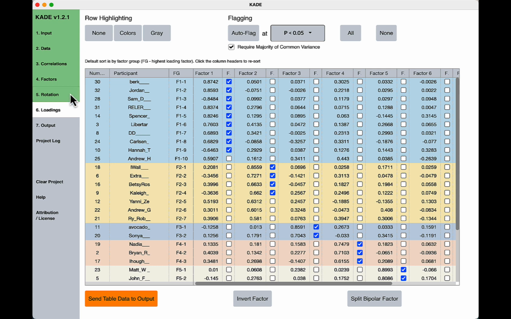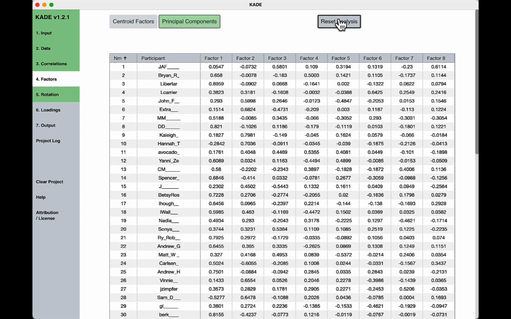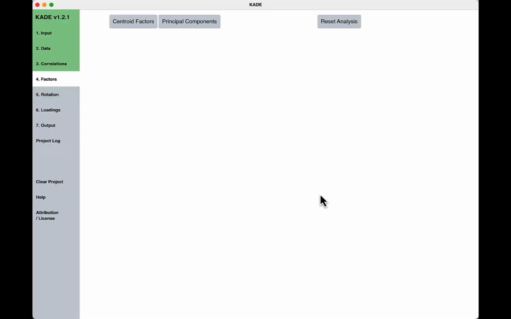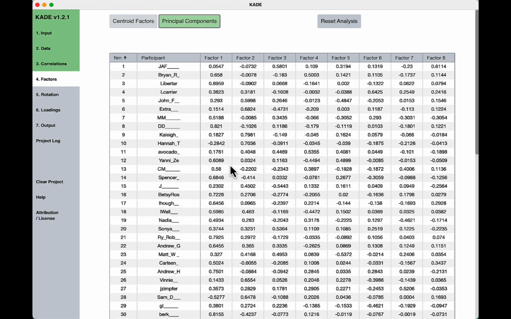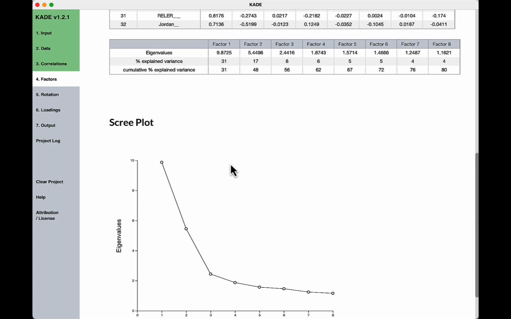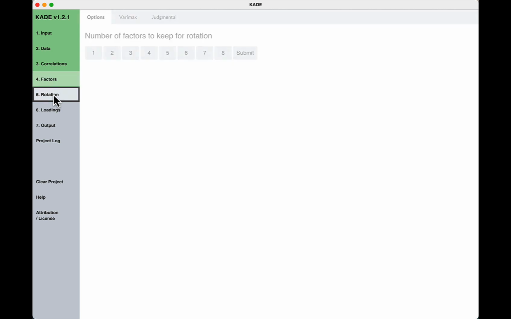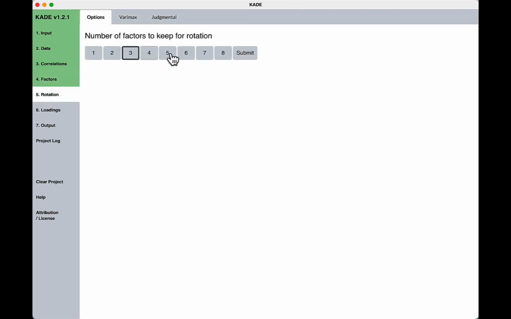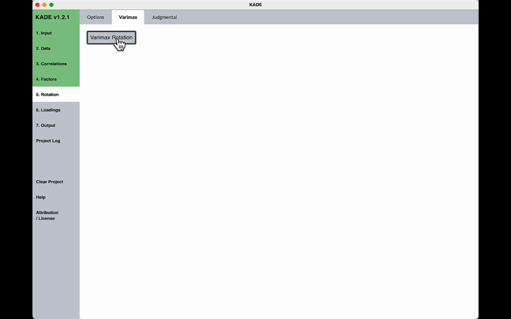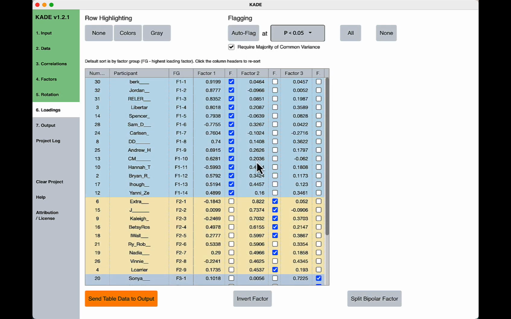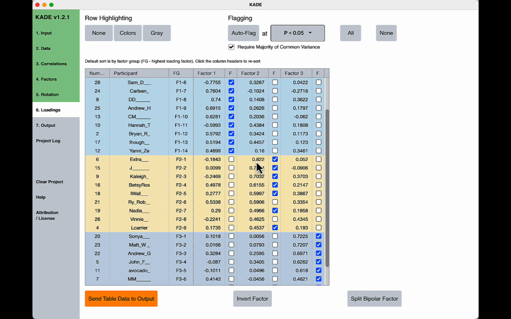So no problem. I can go back to step number 4, factors, and reset the analysis. So let's just do it again, principal components. This is exactly the same data I had before, same scree plot. I'm now going to go to rotation. This time I could try 7 or 6 and see how that goes, or 5, but I'm going to go now to the scree plot, giving me the advice of trying 3. So let me choose 3, submit that, go to Varimax rotation, click it, it's applied. Now go to the loadings. And this looks cleaner to me.